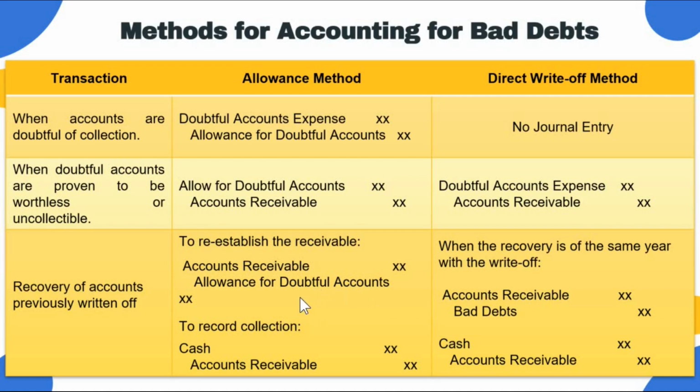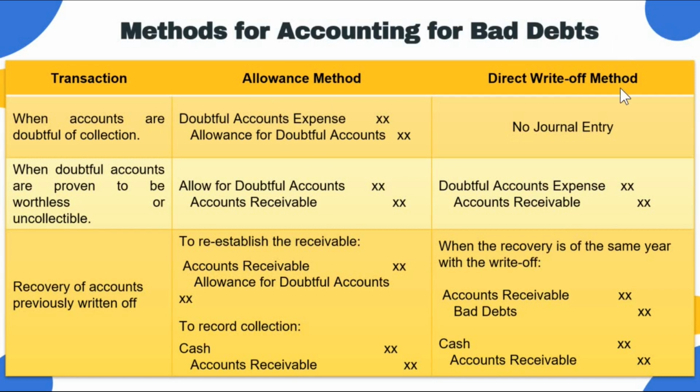So, aside from that entry, meron pa tayong isa pang entry. Pag na-re-establish na, we can prepare na the entry para sa collection. So, you simply debit cash, credit accounts receivable. This one is regardless kung kailan nangyari yung recovery. Kung ang recovery ba ay pagka-succeeding year pa, tapos ngayon ka nag-report ng pag-write off ng accounts receivable, then this particular entry here would still be the same under the allowance method.